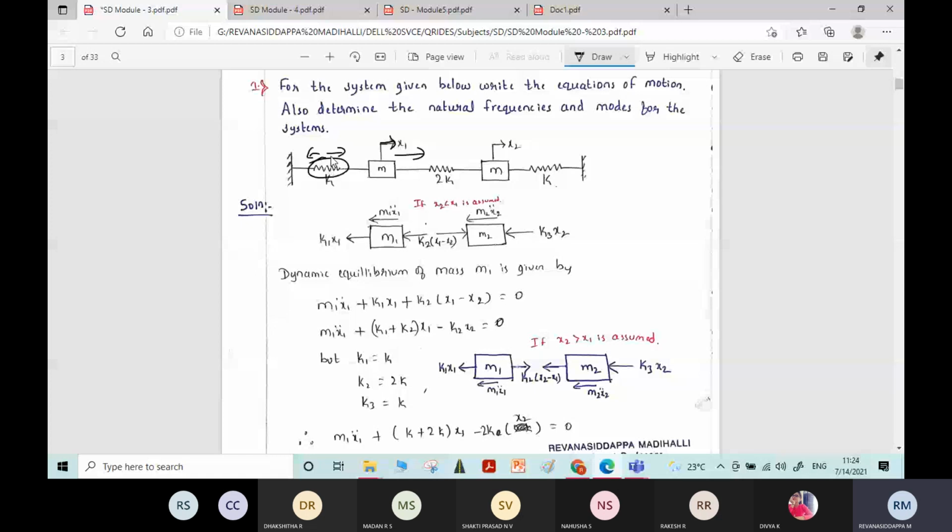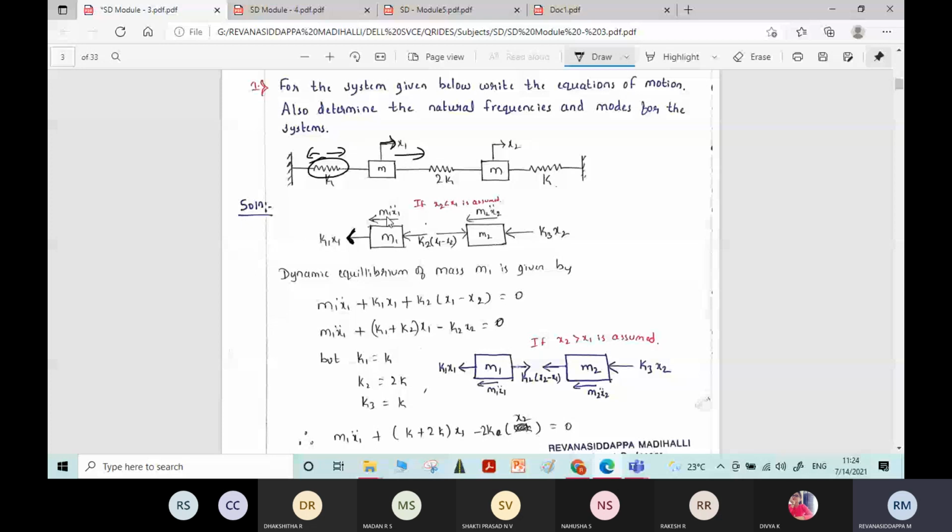To resist that tension force induced, the mass will cause a force in the opposite direction. Here in this spring tension will be created. To resist the tension, a compressive force will be induced, that is k1 into x1. And if you take any mass, there will be the inertia of the mass, due to movement of the mass in the rightward direction. So in the opposite direction, there will be an inertia force induced for the mass, m1 x1 double dot, and k1 x1.